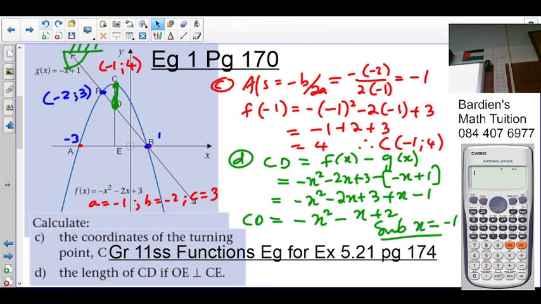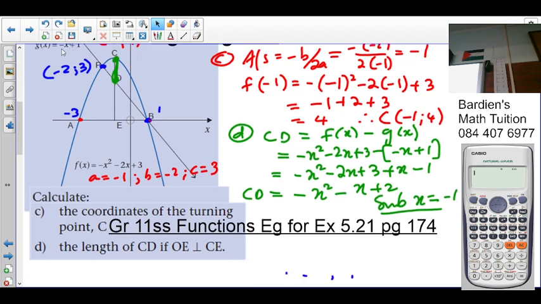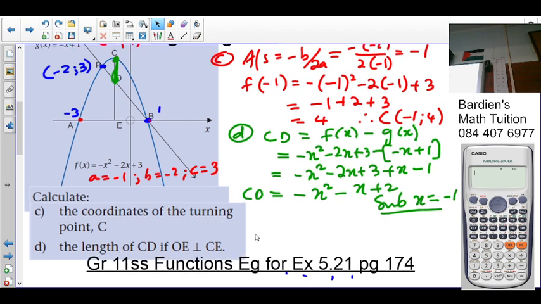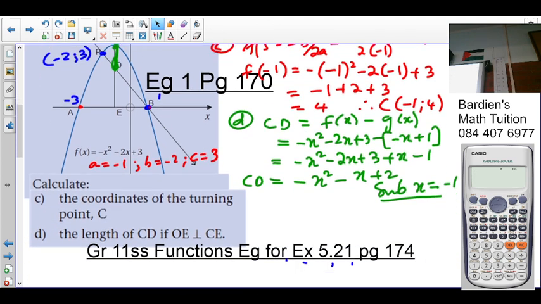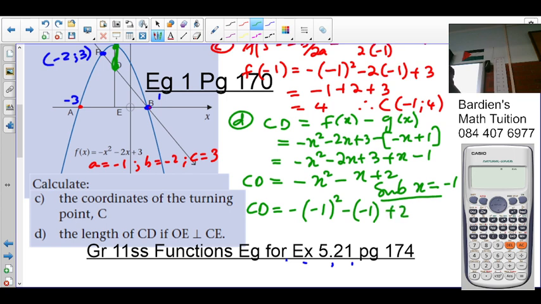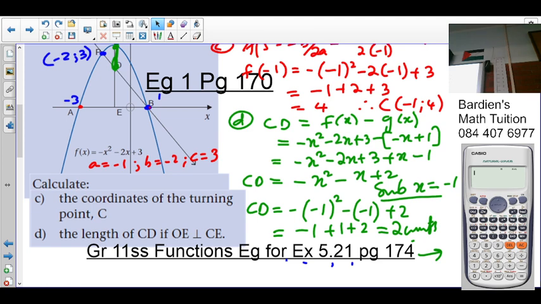So we will actually get the value of CD by doing that substitution. So CD is equal to negative 1 squared, minus negative 1, plus 2. That's going to give you negative 1 plus 1 plus 2, giving you an answer of 2 units. So that distance is simply 2 units.